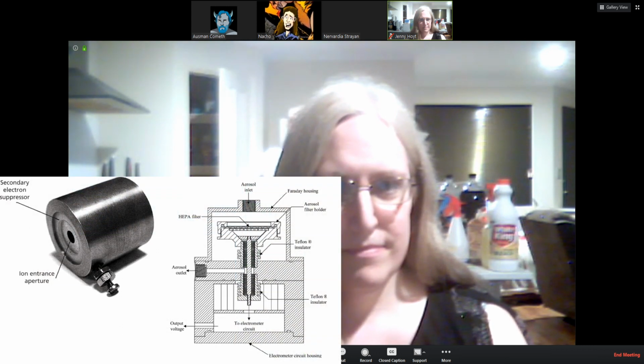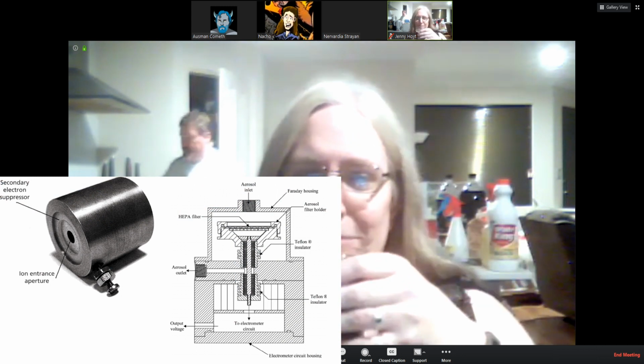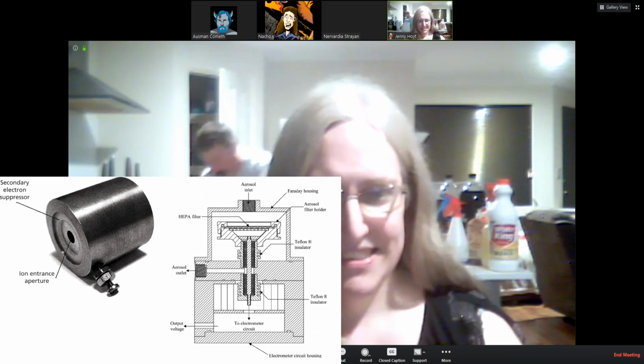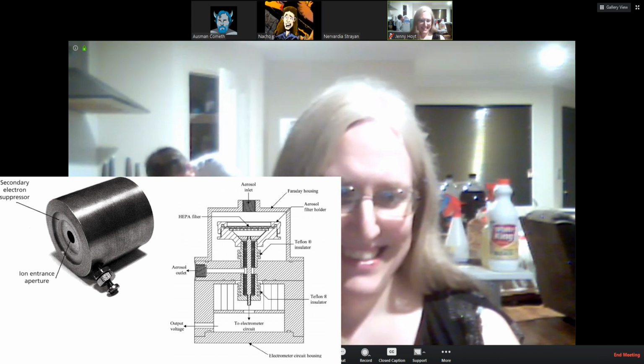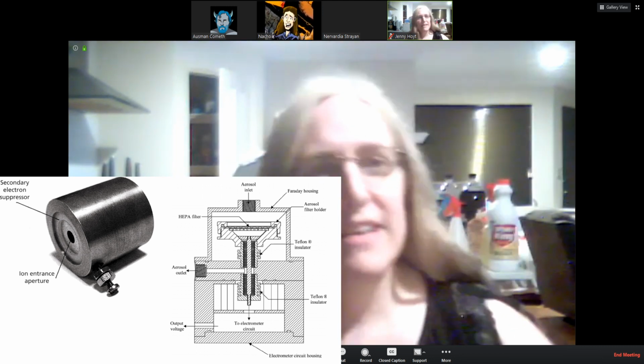So there are 2 types of detectors. One is a Faraday cup and the other one is an electron multiplier. So could you bring up the Faraday cup for me, please? Excellent. So basically a Faraday cup is a negatively charged cylinder.